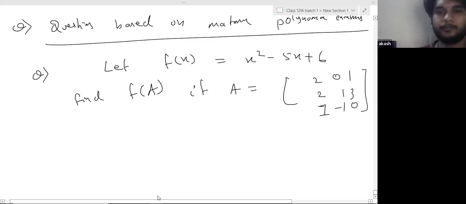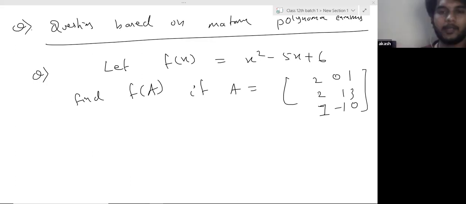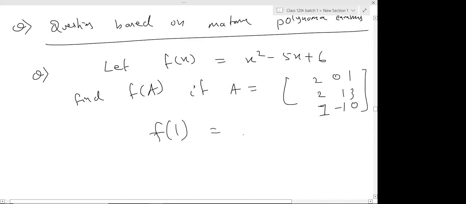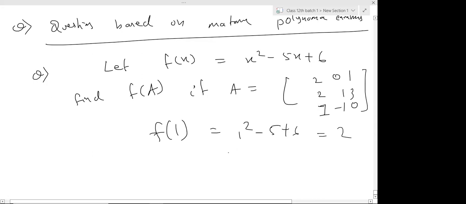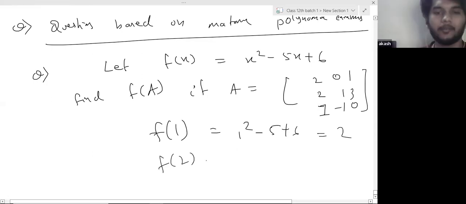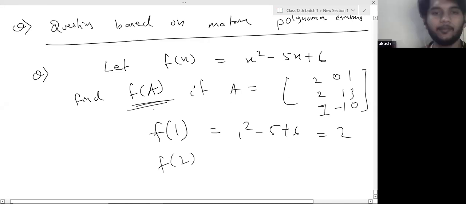Done. Yes, sir. All right. Shekani, what if I ask you f of 1? How would you solve? F of 1. We'll put that in x. Right. So this is 1 square minus 5 plus 6. Right. So you will say 2 is the answer. Yes. So for f of 2 and f of 3, we can solve, right? Yes, we can. They are simply asking f of A.